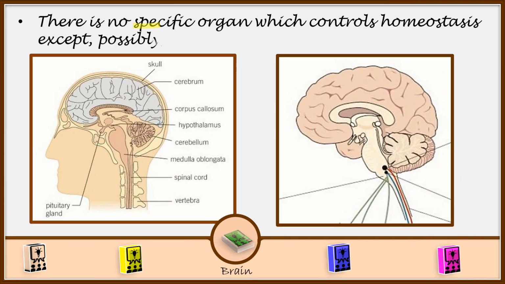There is no specific organ which controls homeostasis, except possibly the brain. The brain is mainly responsible for the control of homeostasis, the maintenance of the internal environment within a narrow limit.